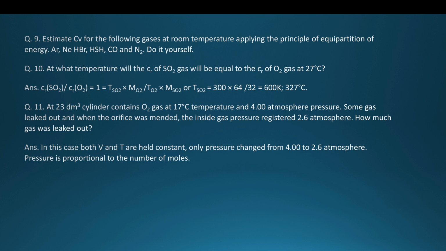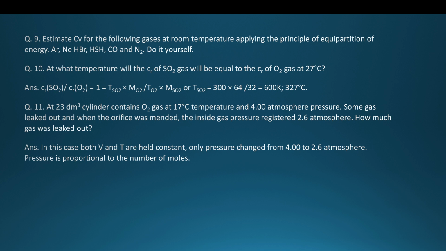Another very important, very interesting numerical: a 23-liter cylinder contains O2 gas at 17 degrees Celsius temperature and 4 atmosphere pressure. Some gas leaked out, and when the orifice was mended, the inside gas pressure was registered to be 0.6 atmosphere. How much gas was leaked? A very simple question. You see in this question, T is constant, V is constant. Only pressure is changing, so the number of moles is changing.